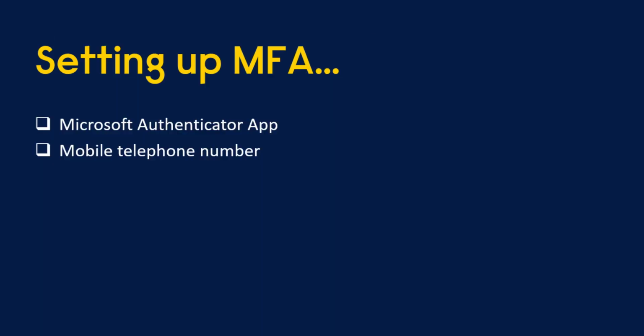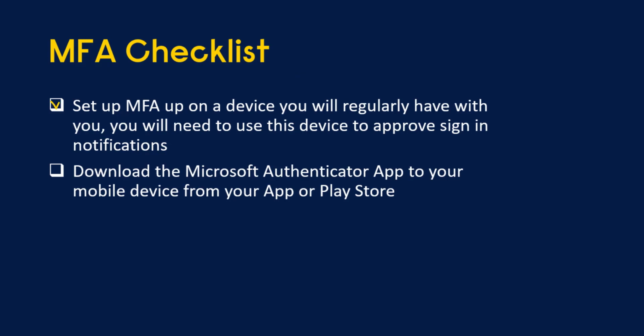Our recommendation is to set up the Microsoft Authenticator app for approving sign-in requests. We will now demonstrate how to set up the app, and we would also encourage you to log a secondary authentication method such as telephone number should your app not be available. You will need to ensure that you set up MFA on a device that you will regularly have with you, as you will need to use this device to approve sign-in notifications.